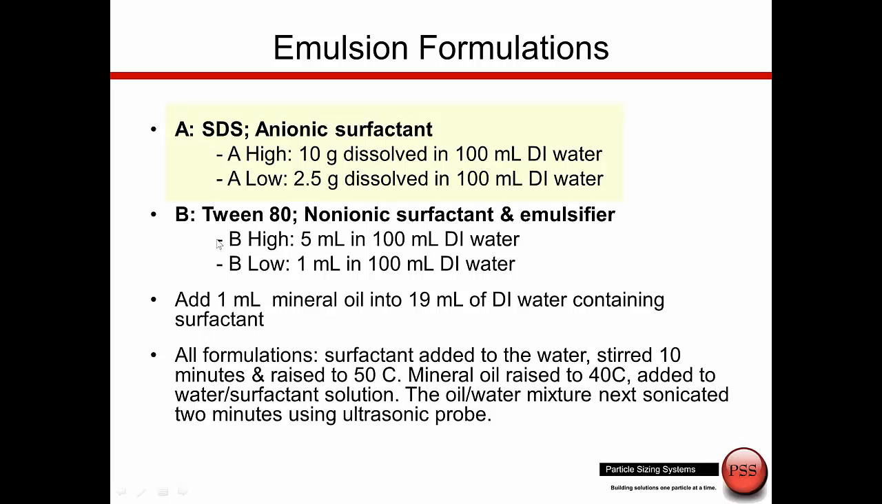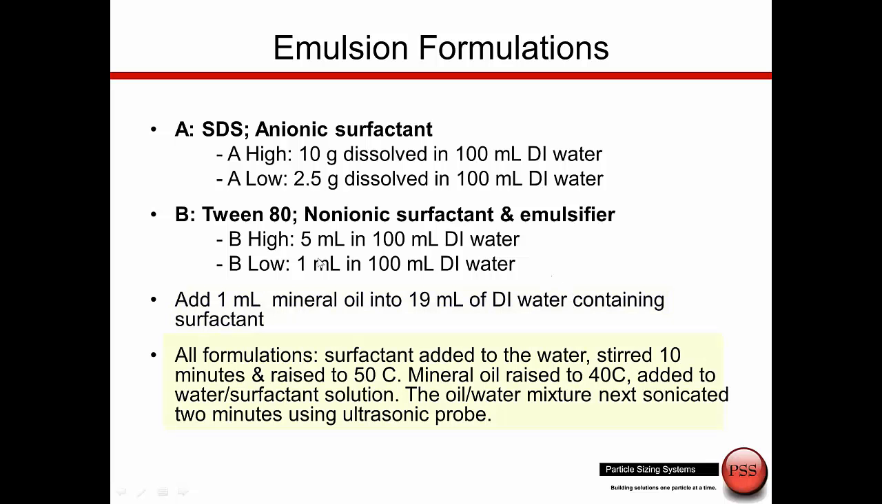I used two surfactants, sodium lauryl sulfate, which is the anionic surfactant, and I used a high concentration and a low concentration of 10 and 2.5 grams dispersed in 100 ml of DI water. The other surfactant I used, which was Tween 80, which is a non-ionic surfactant and emulsifier, I used a high and a low concentration of 5 and 1 ml, dispersed each in 100 ml of DI water. To create the emulsion, what I did is I took 1 ml of mineral oil and dispersed it in 19 ml of the DI water containing the surfactant.